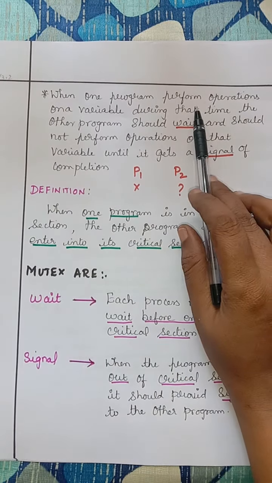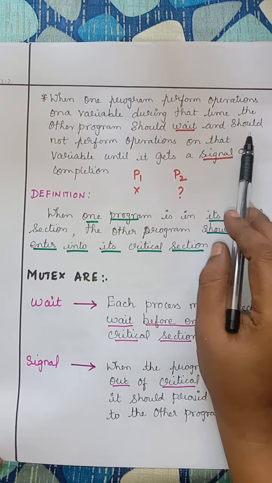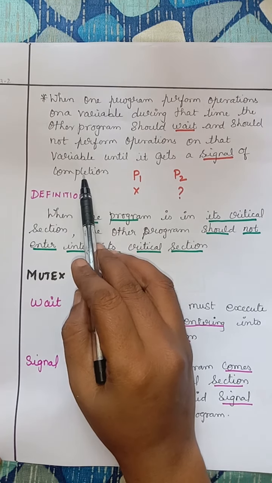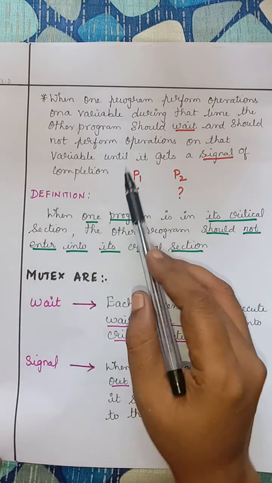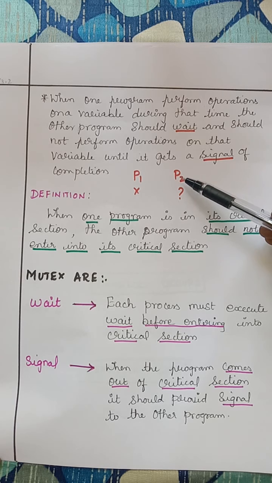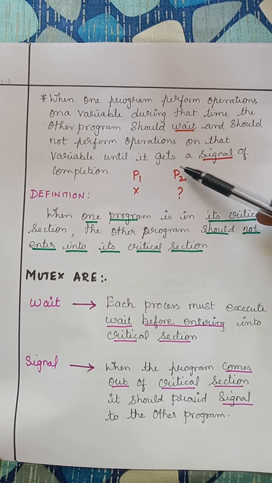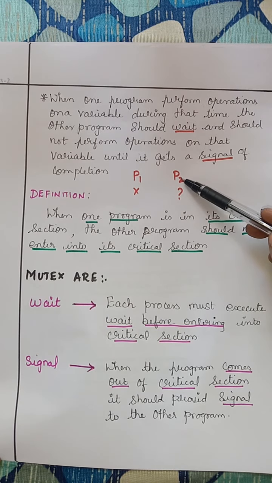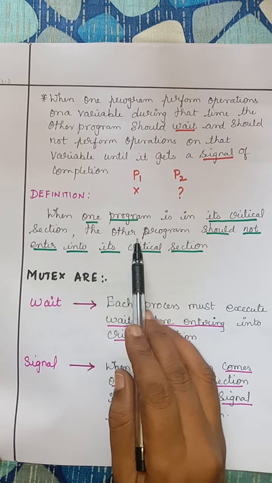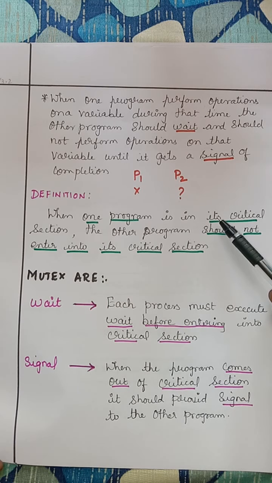When one program performs an operation on a variable, during that time the other program should wait and should not perform any operations on that variable until it gets a signal of completion from the previous program. For example, P1 works on x. During that time, P2 has to wait until it gets the signal that P1 has completed its work. Then it can start working on the x variable when it receives the signal from P1. Definition: when one program is in its critical section, the other program should not enter into its critical section. This is the definition of mutual exclusion.